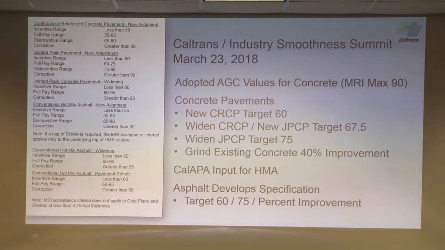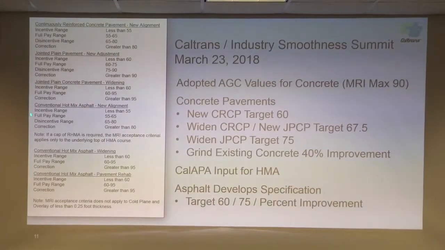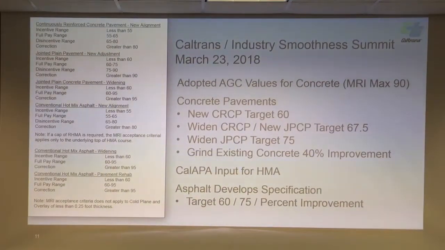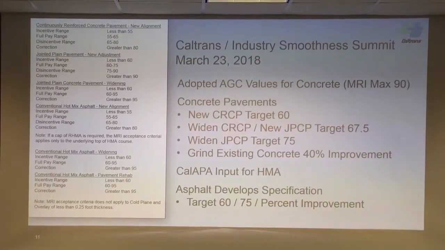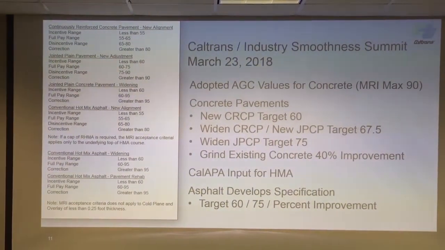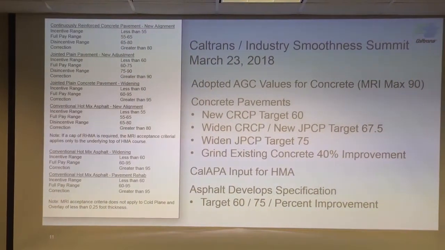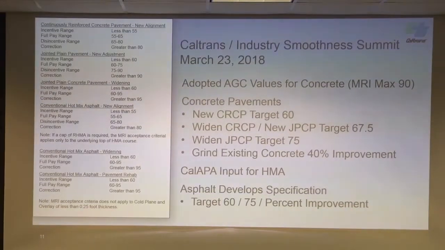concrete pavement types, CRCP, JP, and then they even jumped into the hot mix asphalt. But we'll get into what we did a little bit more as we dive into the meat of this. They basically came up with new target zones for the different types. They got a target of 60, 67.5, 75 for concrete, and then we've got 60, 70. All have the percent improvement opportunity, which we'll tell you a little bit more about as we get into it.